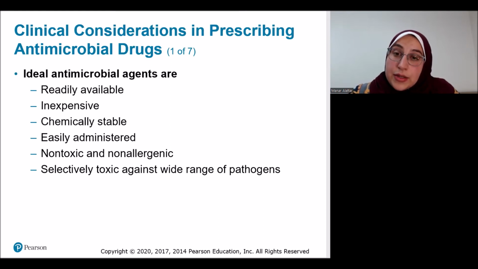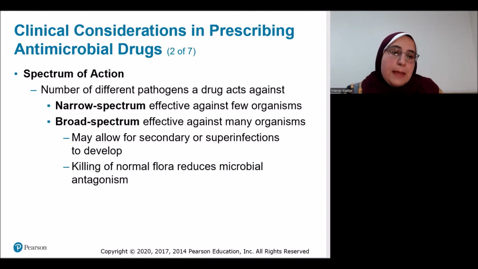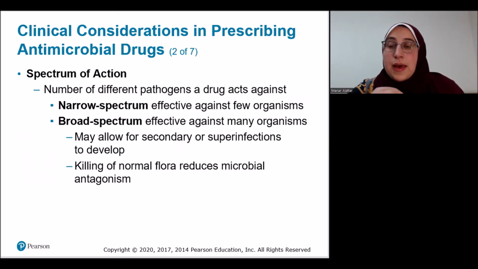It should be easily administered by mechanisms that we're familiar with, tablets or IVs, and so on and so forth, and it should not produce extreme side effects. Okay. So these antibiotics, some of them have a narrow spectrum, some of them have a broad spectrum.